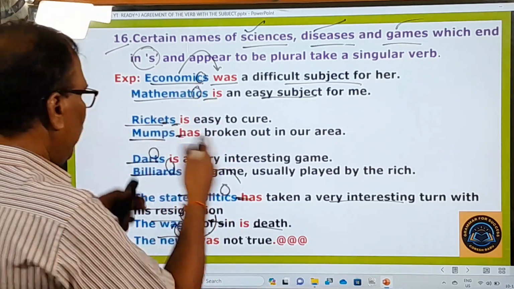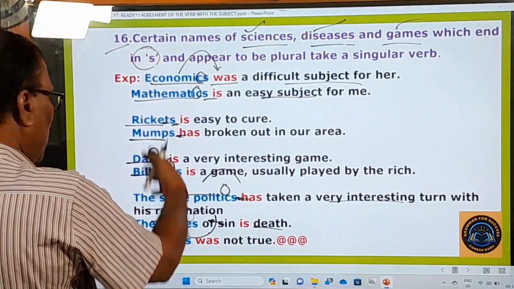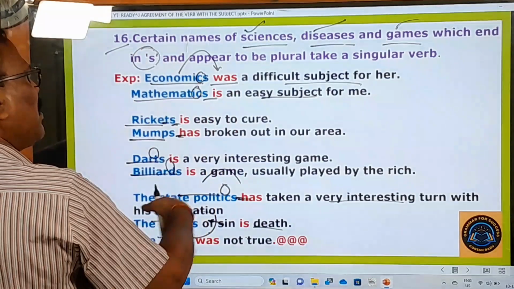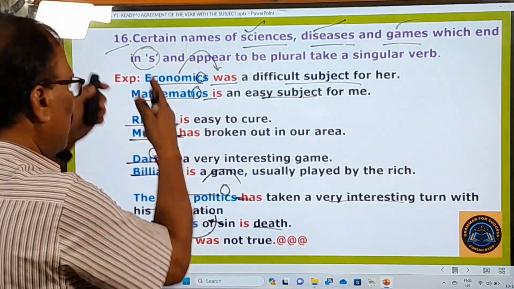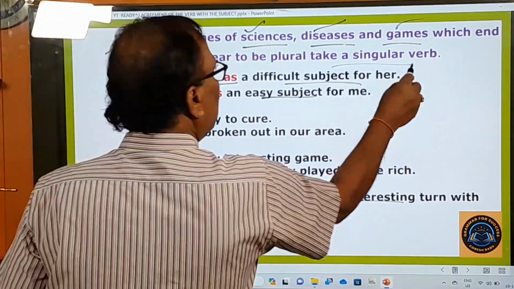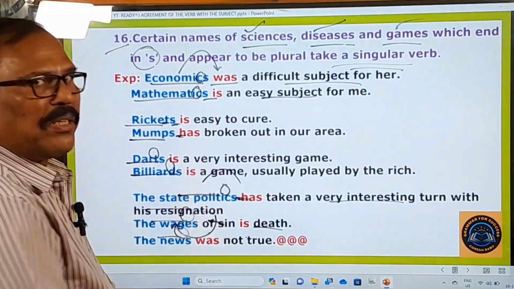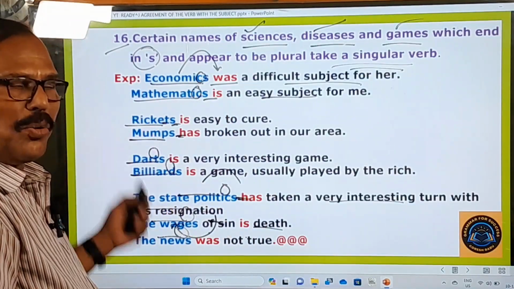Whatever it is, I'm deviating from the point. And here all these words are ending in "s", but don't mistake them for plural words. They are all singular words, and therefore you use only a singular verb after them. That is the point you have to learn from this rule.